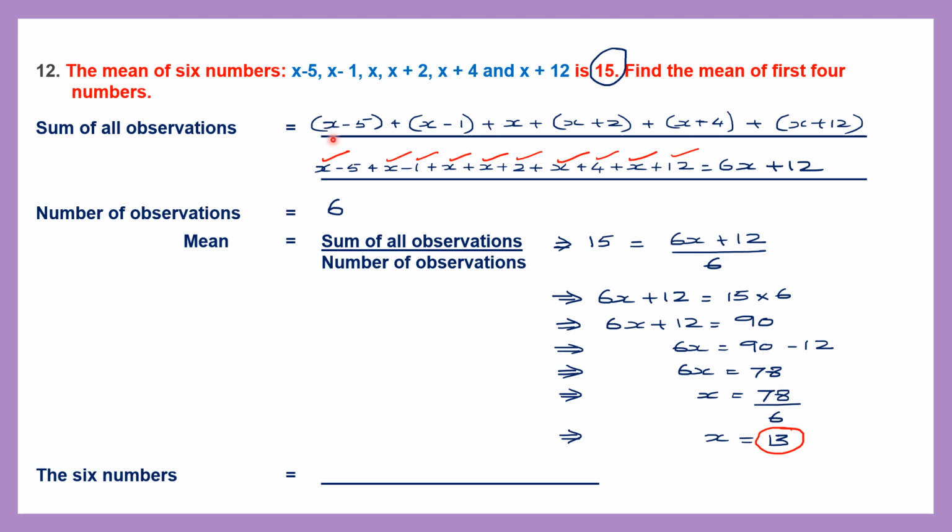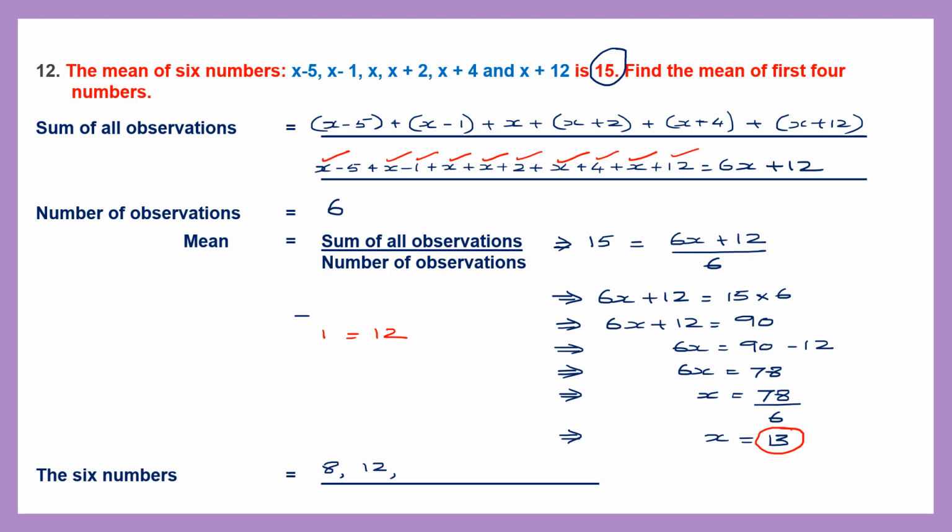So let's start with the first one. The first one is x minus 5, isn't it? So we're going to replace x with 13. We just found out that x is 13. So 13 minus 5 is how much? 8. So the first number is 8. So we finished with the first number. Let's take the second one. The second one here is x minus 1. So x minus 1 and x is 13. 13 minus 1 is 12. So we have found the second number. Our second number is 12.